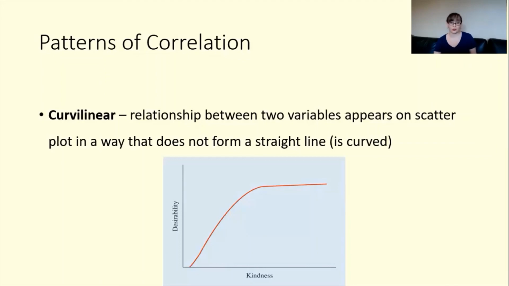But if that relationship is changing over time, if we can't draw a straight line from it or our line is curved, it's going to be a curvilinear relationship.